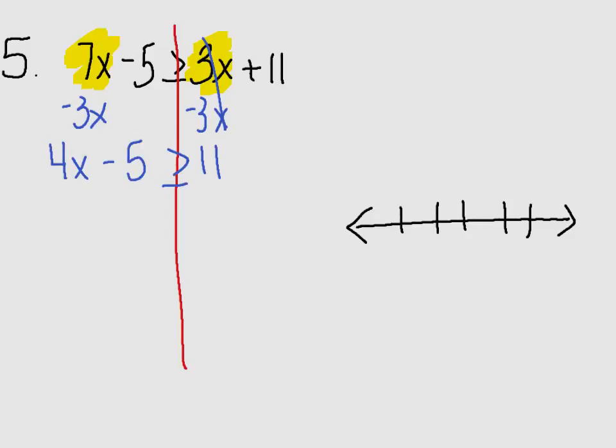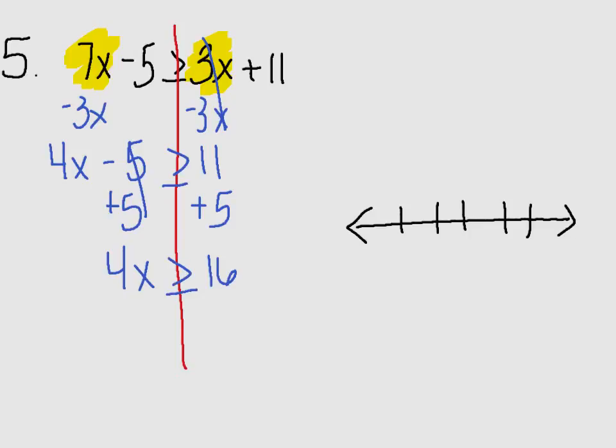Now I work away from my variable, so I add 5 to both sides. My 5's cancel, and I'm left with 4x. 11 plus 5 is going to be 16. I ask myself, did I multiply or divide by a negative number to both sides? No, so my sign stays the same.